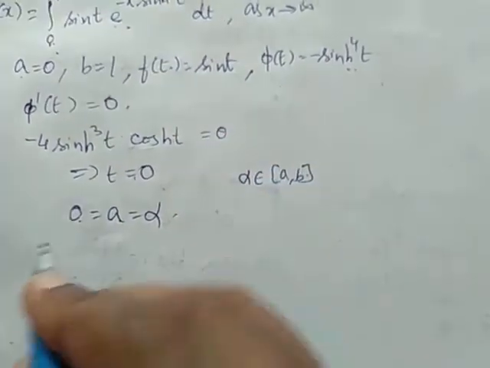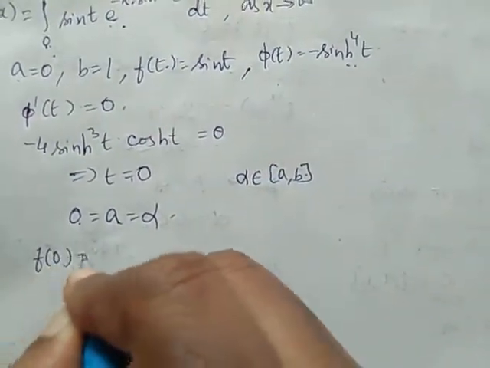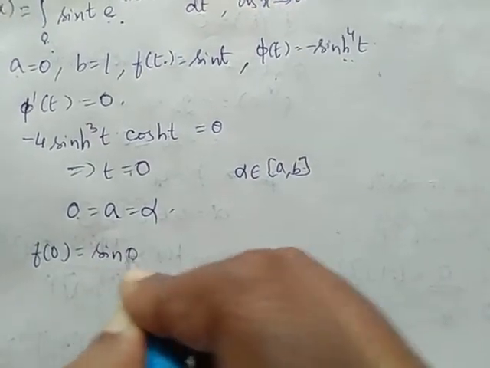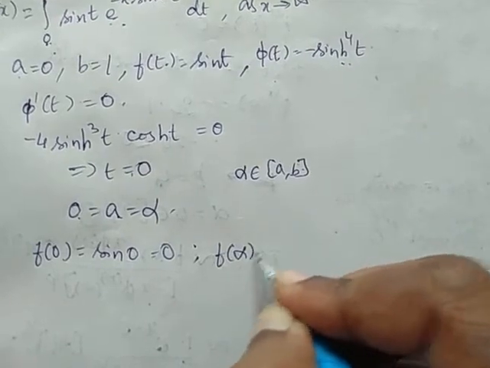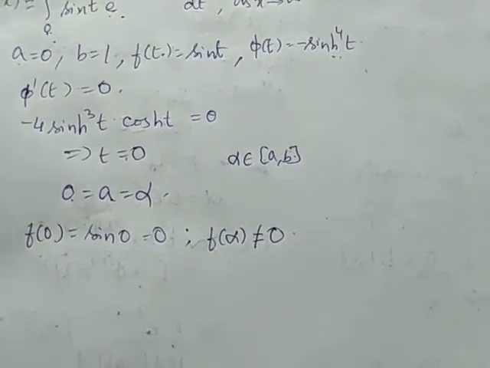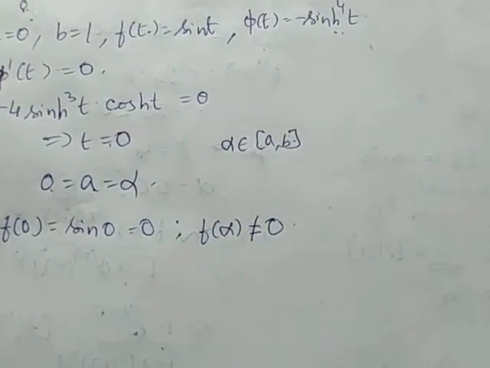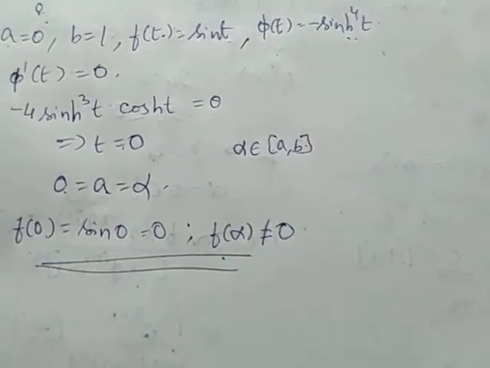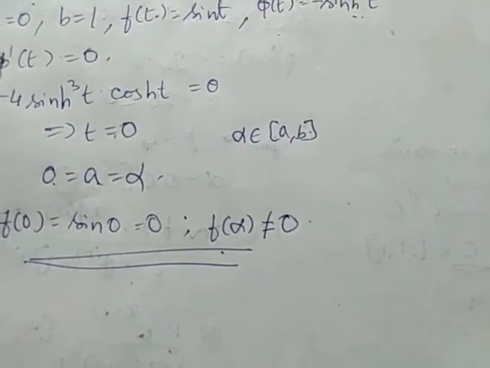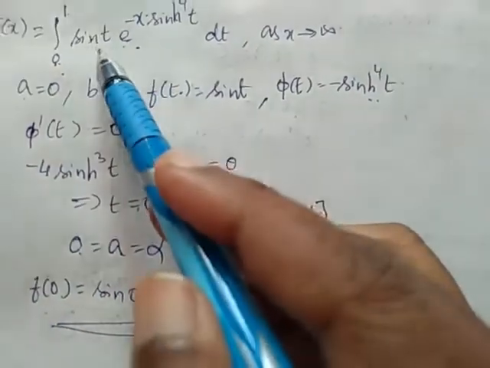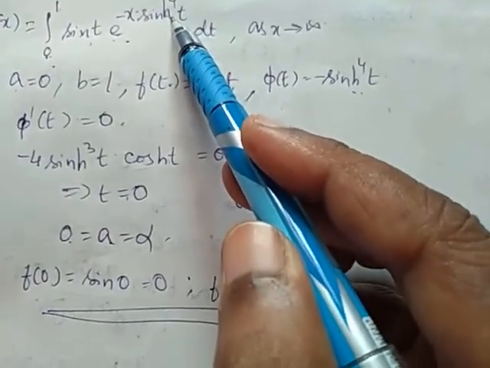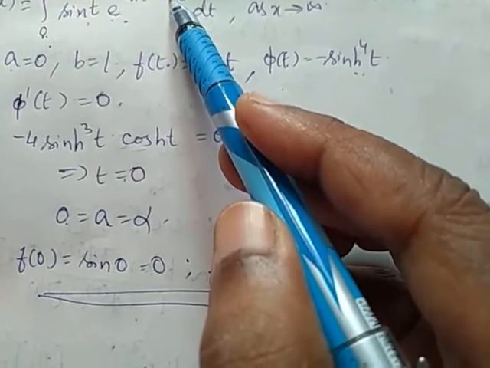So what is f of 0? f of 0 is sin 0, which is 0. But in our condition, f of alpha should not be equal to 0. So to avoid this situation, we can expand sin t and sinh t using the Taylor series.